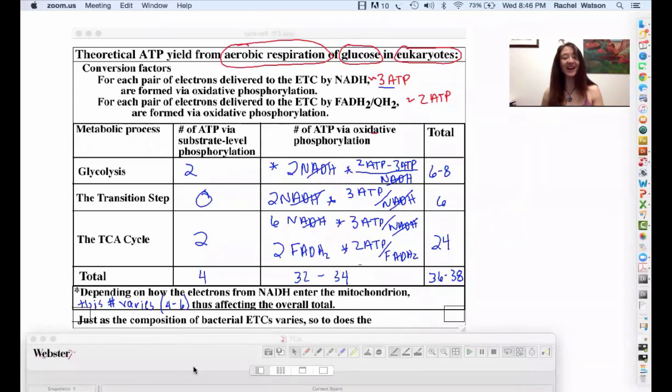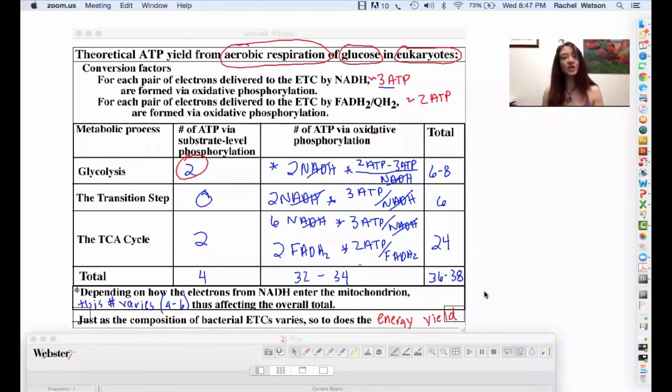Now you see why I joked about the yeast giving us the finger when we put the stopper in the bottle, because suddenly they go from generating somewhere around 36 to 38, or, you know, around in that number, to generating 2. So that is a lot less ATP per glucose. So bear in mind, as I said earlier, that just as the composition of bacterial ETCs varies, so too does the amount of energy yielded. So let's just put energy yield here.